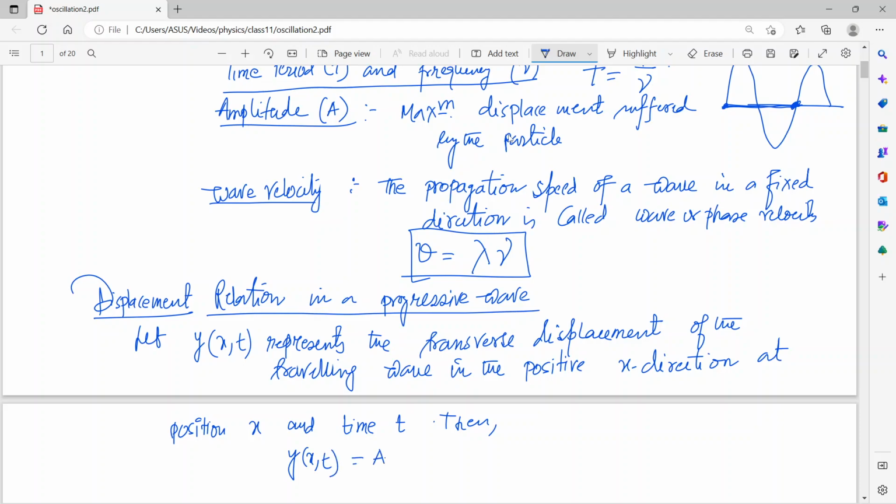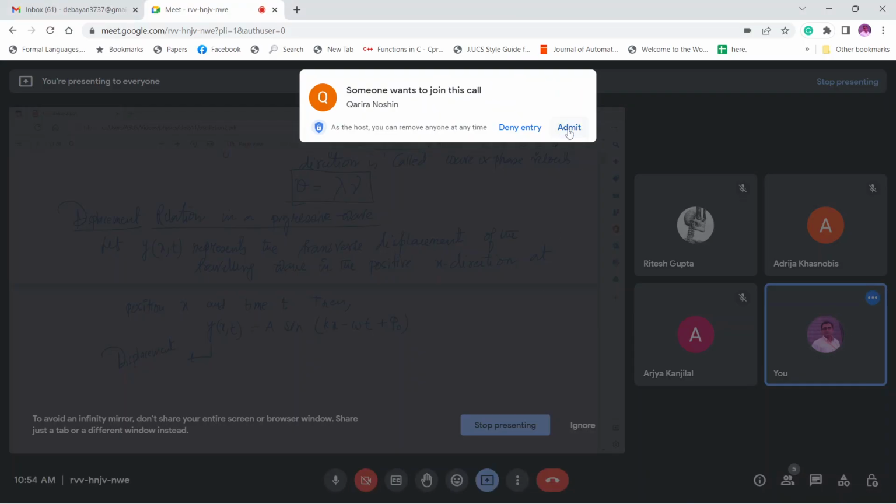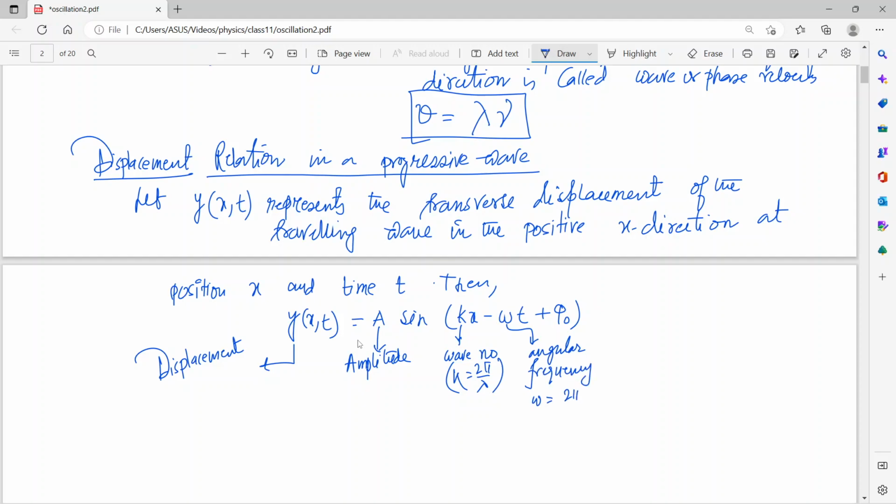Then this can be represented by the equation y(x,t) equals A sin(kx minus omega t plus phi naught). This is the displacement, and A is the amplitude. K is the wave number, and k can also be written as 2 pi by lambda. Omega is the angular frequency, and omega can be written as 2 pi times frequency, or 2 pi by T. And phi naught is the initial phase.